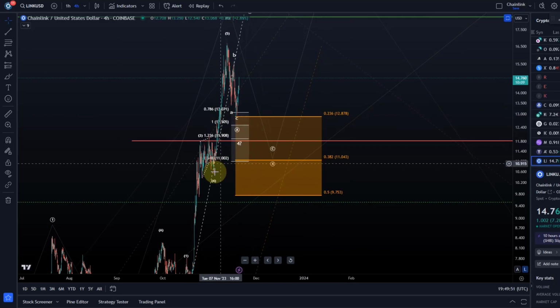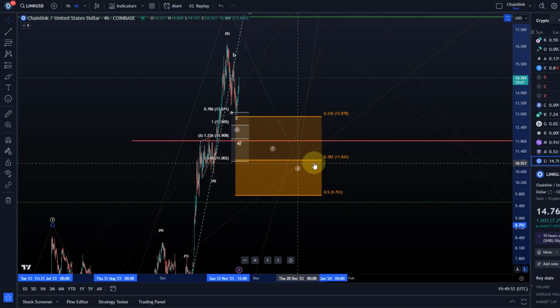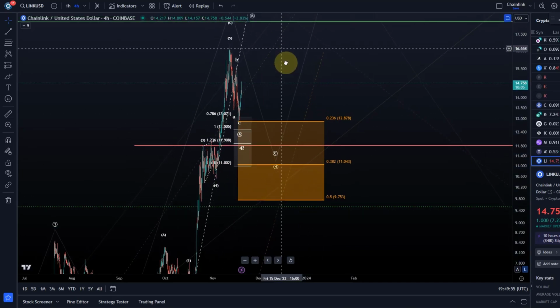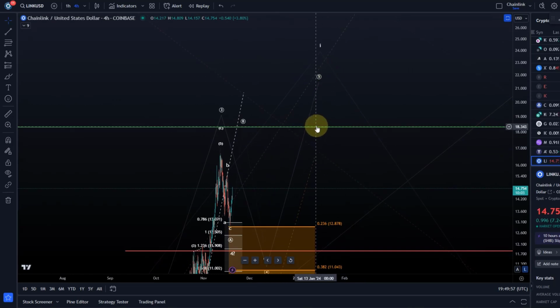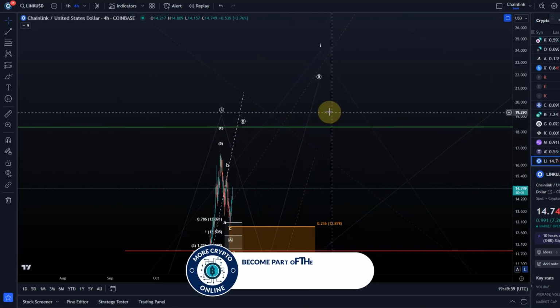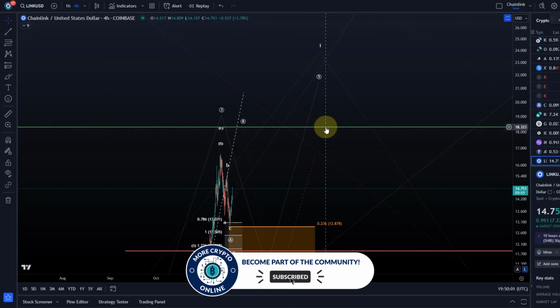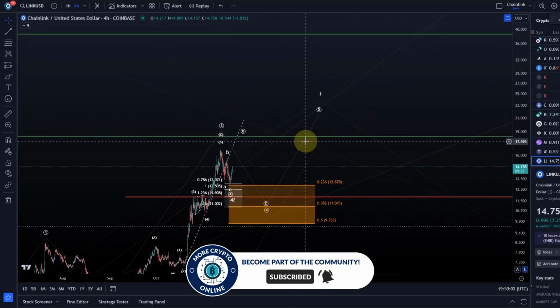Either way, anywhere in this orange support area, this wave 4 pullback could finish with a wave 5 to come that might reach $18.20 plus. That's certainly the level I would like it to reach in any 5th wave at a minimum.